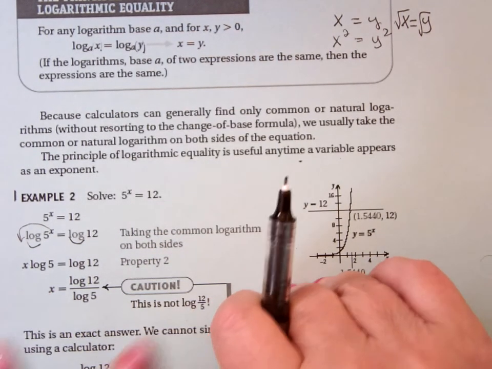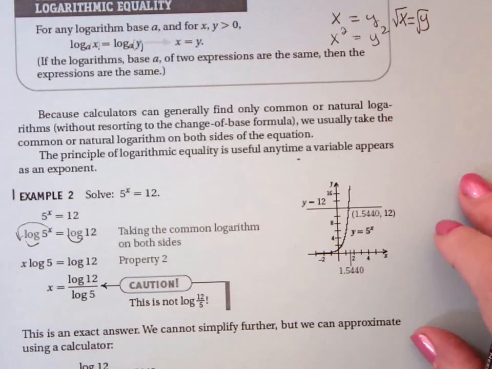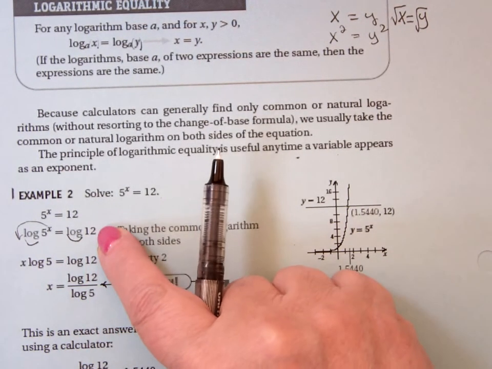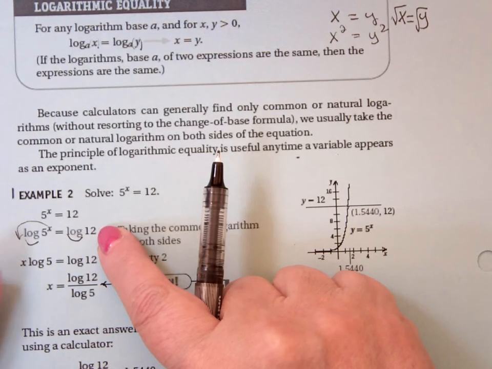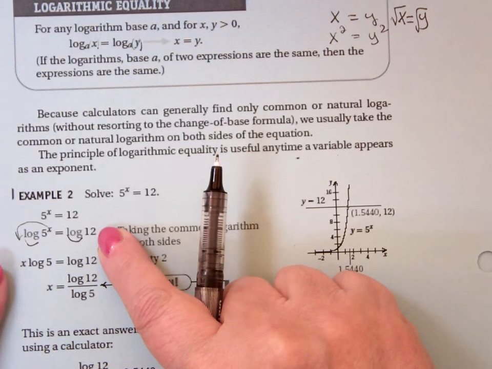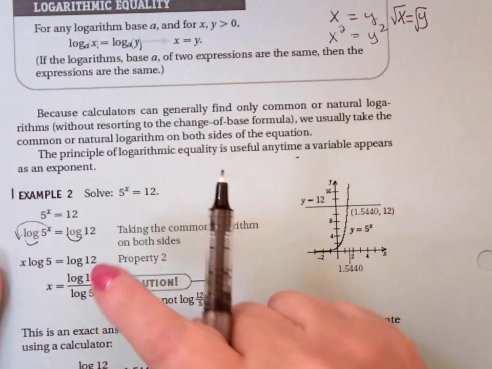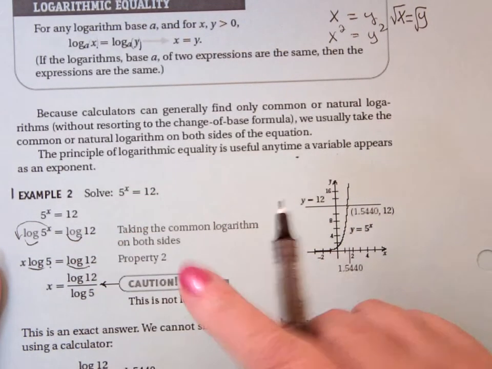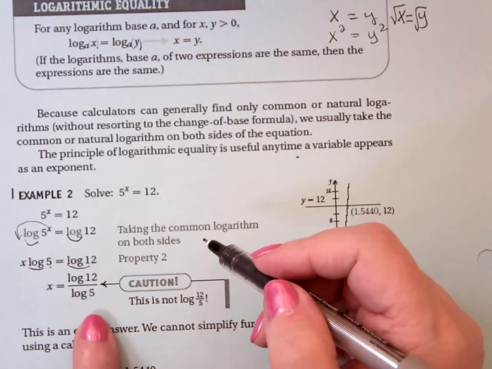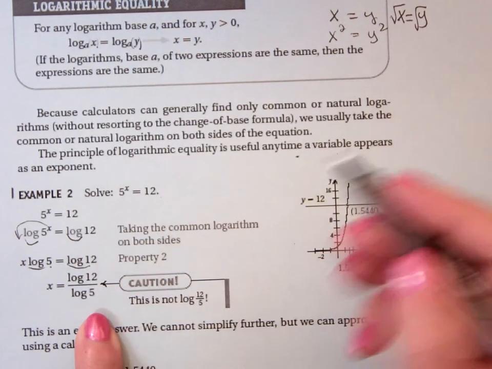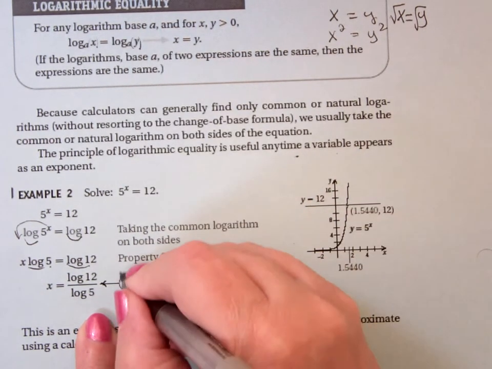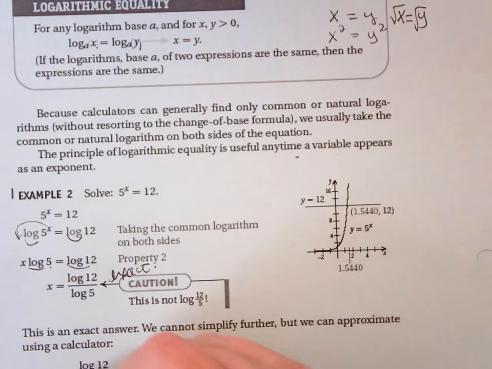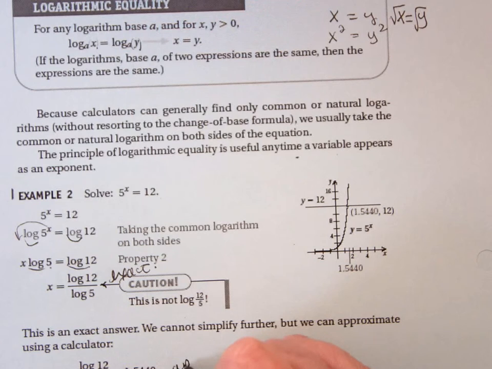And that's maybe something you want to think about as you're working problems. You could just change these into numbers, and then it wouldn't be as much of an issue. I'll show you what I mean by that. Then I need to solve for x, so I divide both sides by log 5. This is then the log of 12 divided by the log of 5. This is an exact answer. Once I do the calculation, it is an approximate answer.